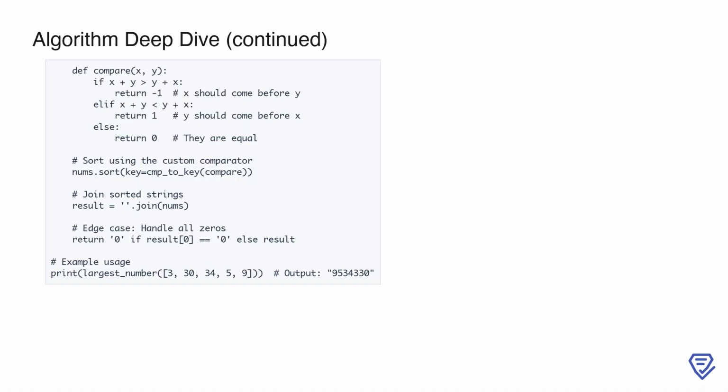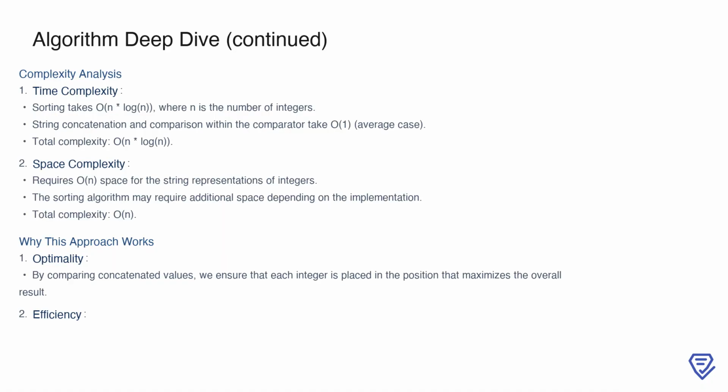For example, with the input 3, 30, 34, 5, 9, the sorted order is 9, 5, 34, 3, 30, which concatenates to form 9534330. Analyzing the complexity of this algorithm, the sorting step is the most expensive part. Sorting the list of n integers has a time complexity of O(n log n).